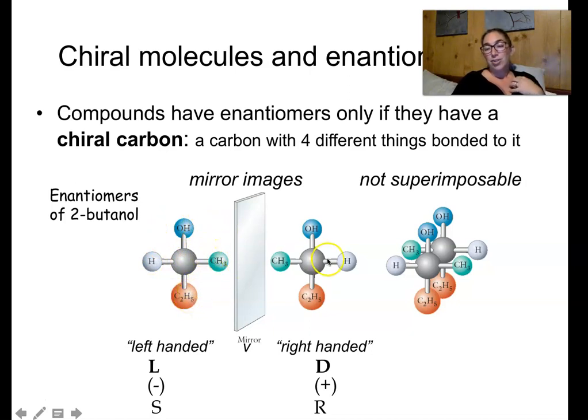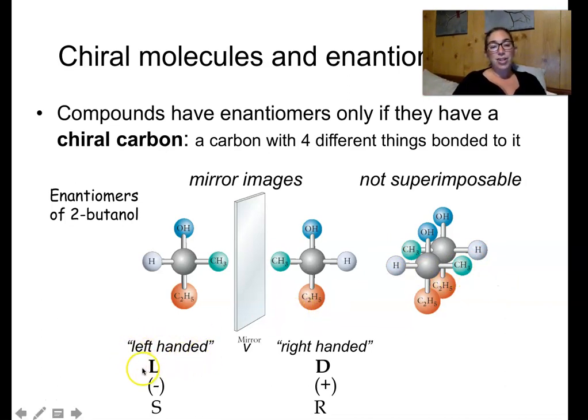And so I like these pictures for illustrating that. These molecules here are mirror images of each other. You can see if you look in a mirror, they're flipped. But if you try to superimpose them, the blue group overlaps and the red group overlaps, but the green and white groups are flip-flopped and do not properly overlap. So therefore, there are right and left-handed versions.